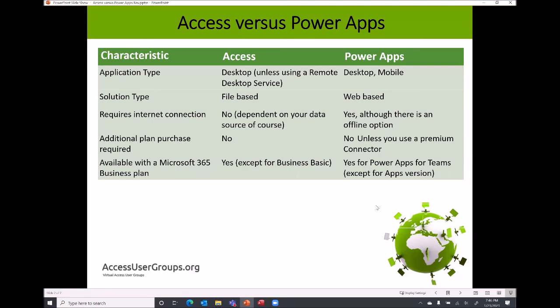For PowerApps within Teams, that is also true. It comes with the Microsoft 365 business plan, except for there is apparently one version, I believe it's called the apps version, and it has only a few of the Office products, like Excel Online and that kind of thing. And that one does not have Teams available with it. So it does not have PowerApps for Teams as part of it.